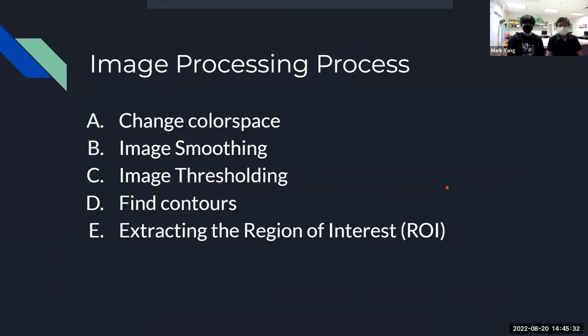For image processing, we have a process to go through until we finally get the final result. So the first step is changing our color space. Then we have image smoothing, and along with that comes image thresholding. Then we find the contours. And last, we have extracting our region of interest.